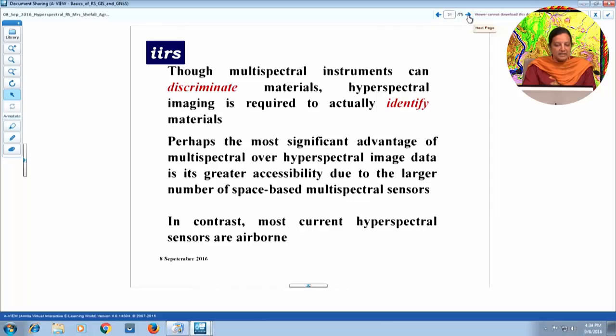So, in a nutshell, we can say multispectral instruments can discriminate materials, whereas hyperspectral enables us to identify the features on the Earth's surface. However, the advantage of multispectral is that many multispectral images are available. For hyperspectral, there are still very few space-borne sensors. Mostly they are airborne.